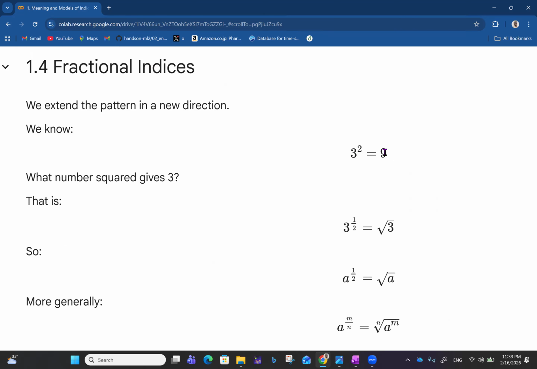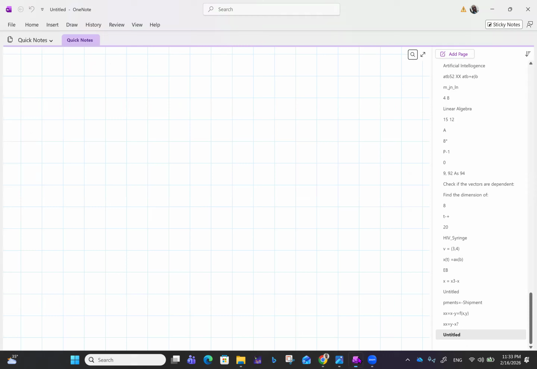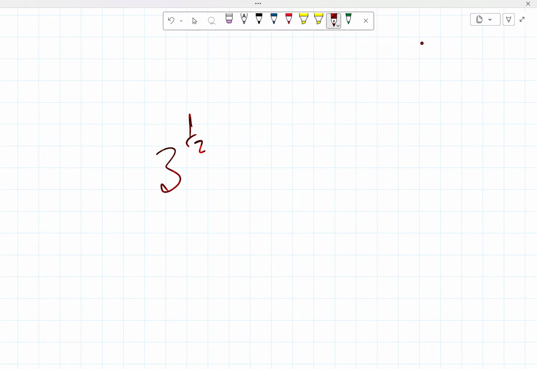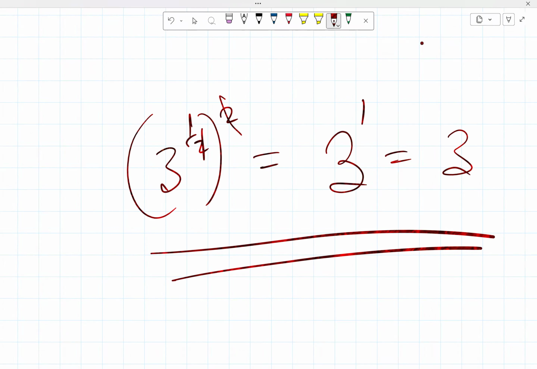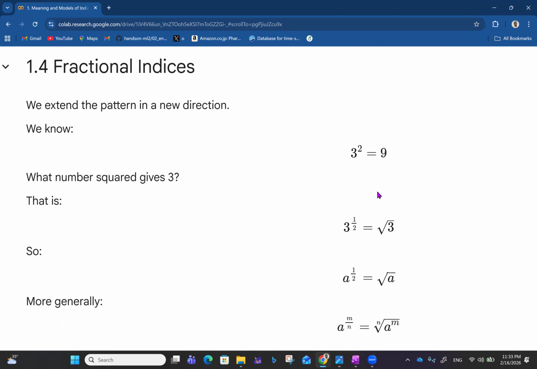So this is 3 raised to the power 2 equals 9. Now what squared will give you 3? We discover that that number will have to be 3 raised to the power half. By the time you square 3 raised to the power half, you square it and it gives 3, because 2 cancels 2 right here, and you have 3 raised to the power 1, which is simply 3. So the number that you will square to get 3 is actually 3 raised to the power half.